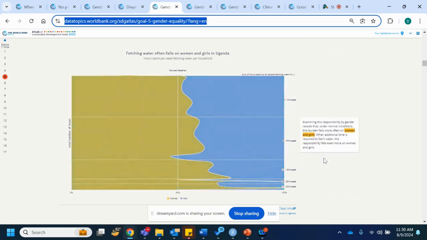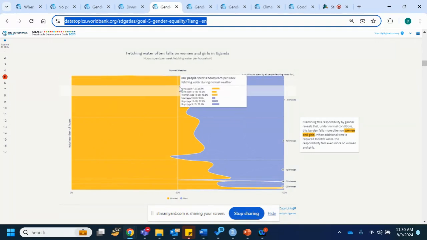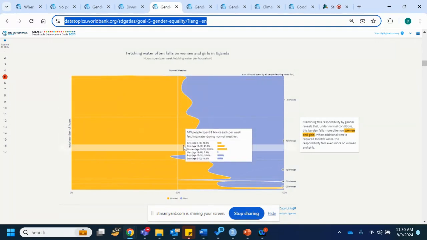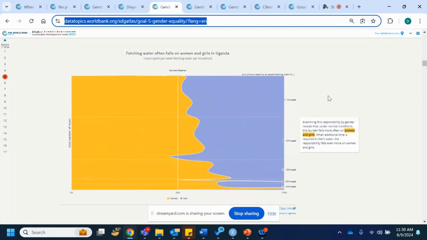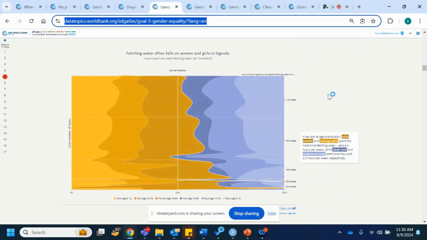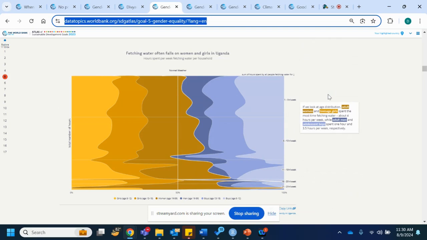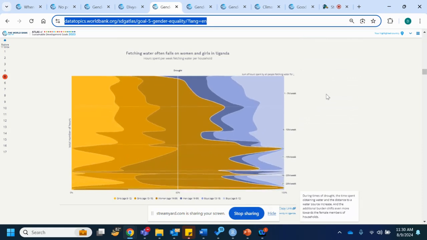Once we scroll further into it, you'll see that because the yellow part goes across from the 50% line, women are more likely to spend time than men in Uganda on this work. And this is during normal weather. No shocks have been faced. And this is if you see the gender breakdown. So you'll actually see that a lot of adult women and teenage girls have this responsibility, and fewer men.